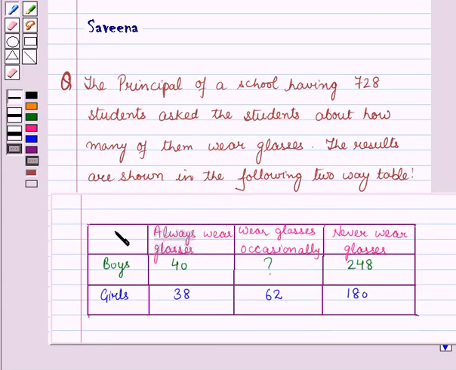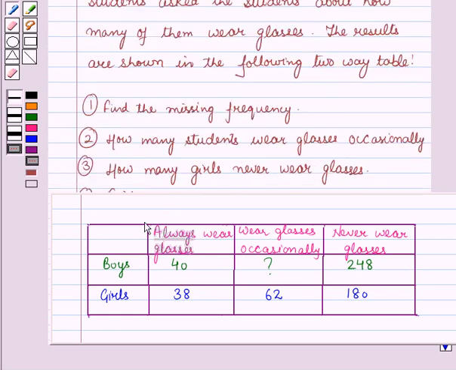In this session, we will discuss a question which says that the principal of a school having 728 students asked the students about how many of them wear glasses. The results are shown in the following two-way table. Now in this table, we have to find the missing frequency.